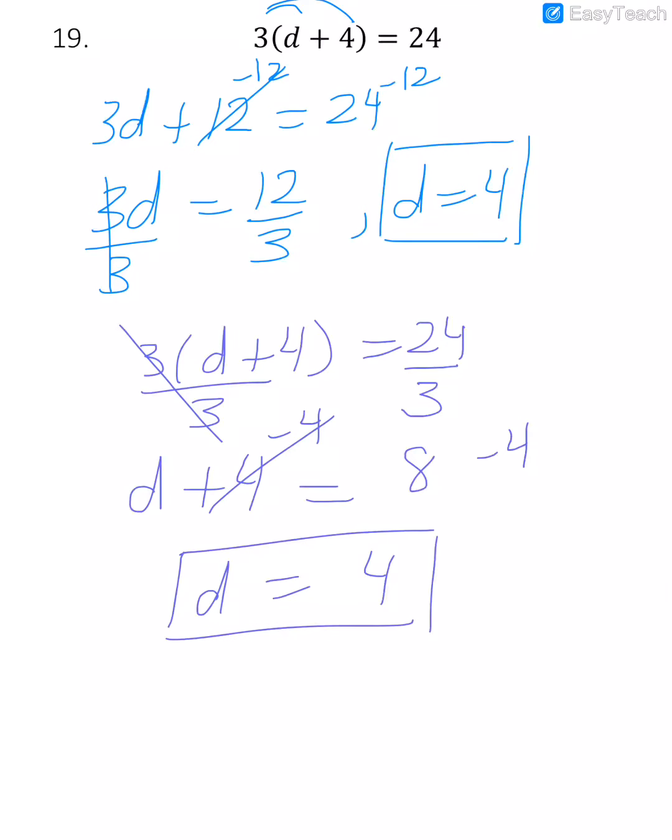As you can see, sometimes the distributing makes a little more sense, but if both the factor on the left as well as the factor on the right, so in this case the 3 and the 24 are divisible, sometimes dividing first can be easier.